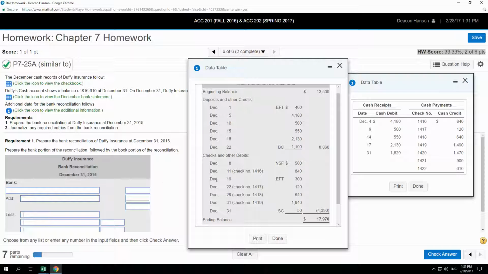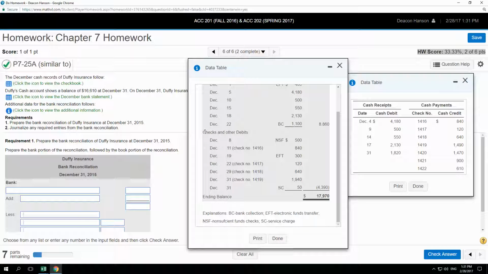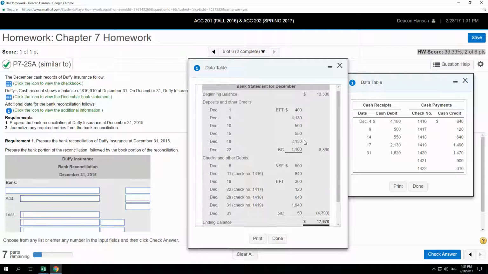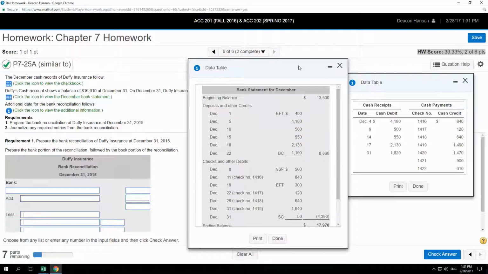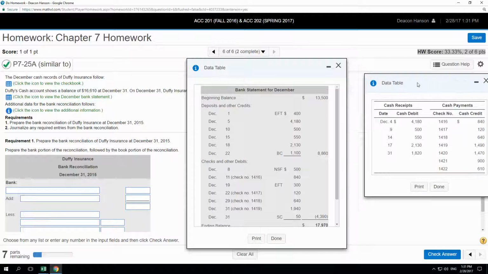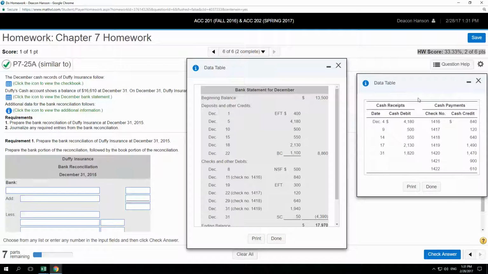All right, and then checks. Those are the things that are going out of your bank account that have cleared your bank account. So why don't we look at some of the terminology here? It's probably easier to explain the terminology in the context of a problem. What is EFT? Does anyone know?